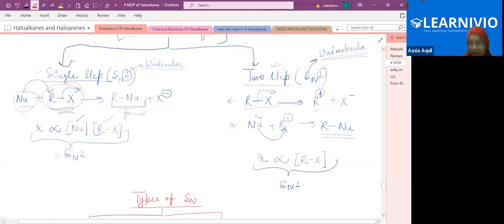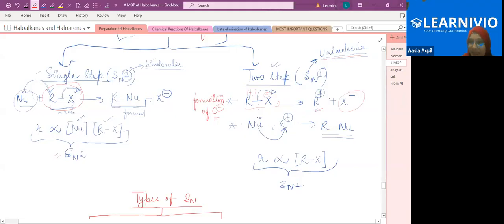This bond breaks. Halogen is an electronegative atom, so it acquires a partial negative charge, and the carbon of the alkyl group acquires a partial positive charge. This bond breaks and forms a carbocation. So the SN1 reaction first forms an intermediate, and the intermediate is a carbocation. The formation of carbocation happens in the first step. The first step is always the formation of carbocation, and the leaving group leaves.